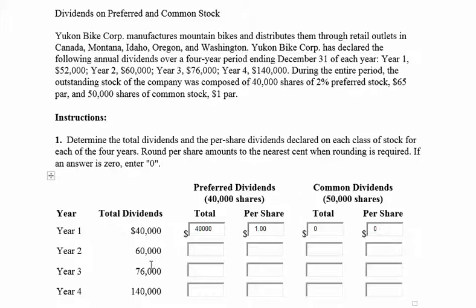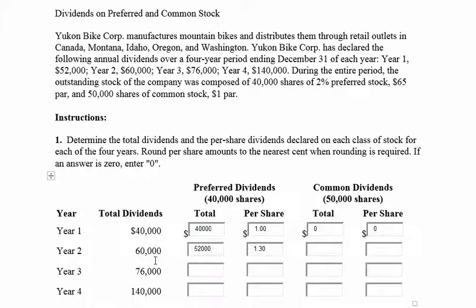In year 2, the company has more money available for dividends. They have $60,000 in year 2. We said that if the preferred stockholders got everything that was coming to them, they would get $1.30 per share, and $1.30 times 40,000 shares is $52,000. So in year 2, we do have enough to pay them everything that's stated on their stock certificate.